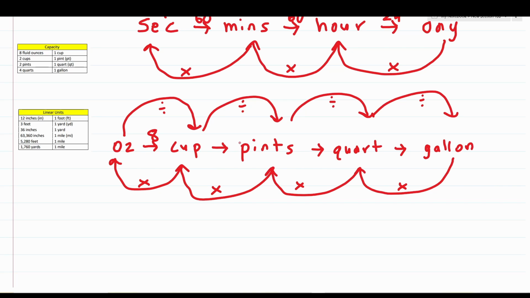Let's talk about this pair now, cups and pints. For this one, you have to know that there are 2 cups in every pint. So to convert cups to pints, you would divide by 2. To convert pints to cups, you would multiply by 2.